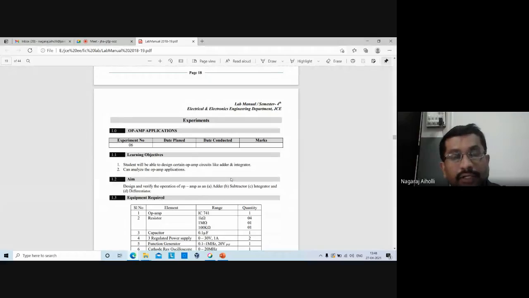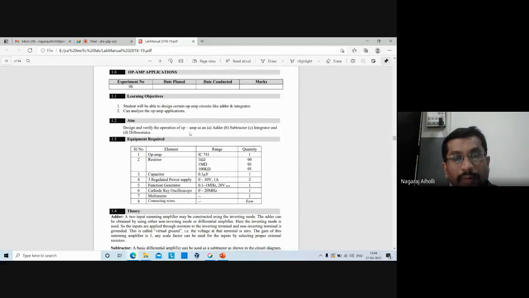Next, experiment number 6 is op-amp applications, applications of the operational amplifier. As I told at the beginning while defining the operational amplifier, the op-amp is a versatile device. It is meant to perform various types of operations, n number of operations. So we'll see a few of the operations performed by the op-amp here. Here, the op-amp is used to rig up the circuit of an adder, subtractor, integrator, and differentiator.